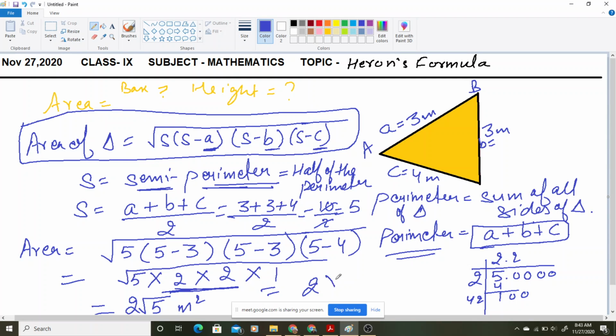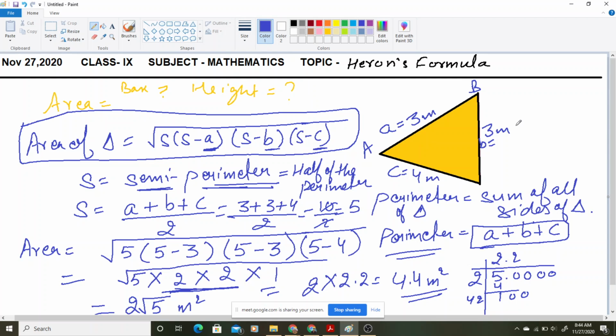So 2 multiply by 2.2, you will get your answer as 4.4 meter square. So you can see, if we are not given the height of a triangle, then still we can find the area of triangle.